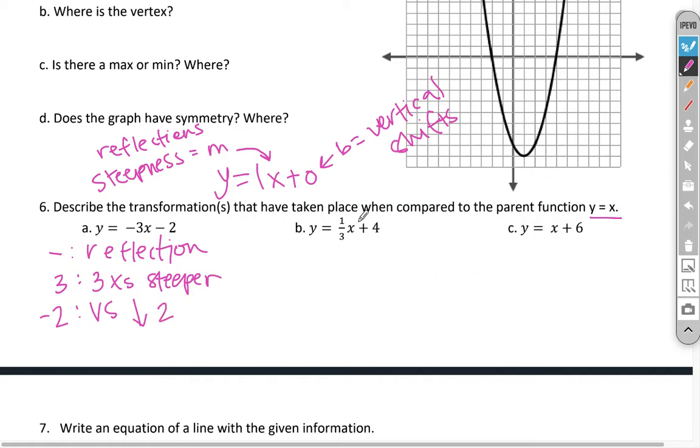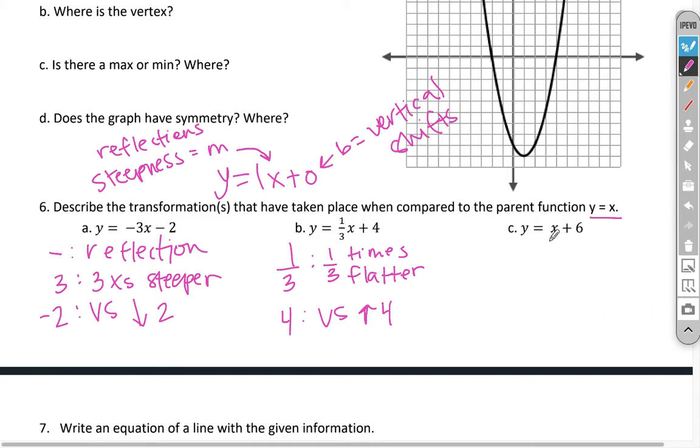Okay, now we've got y equals 1/3 x plus 4. First thing we notice is our slope goes from 1 to 1/3. This is smaller than 1, so we're going to be 1/3 times flatter. Remember, if it's smaller than your original slope, we're flatter. If it's greater than, we're steeper. Then our 0 turns into a +4, so we have a vertical shift up 4.